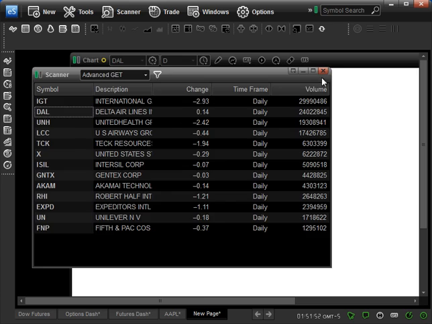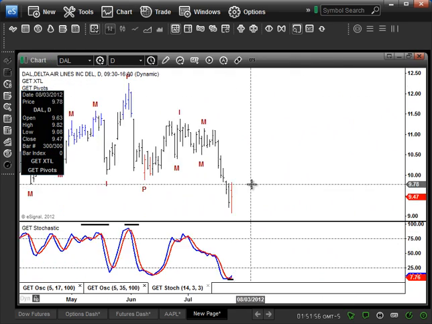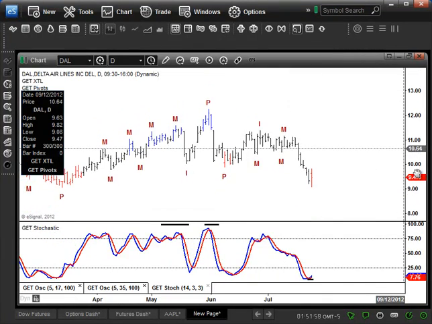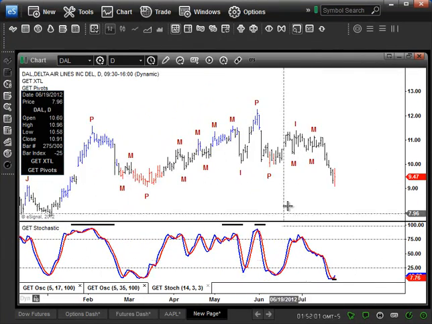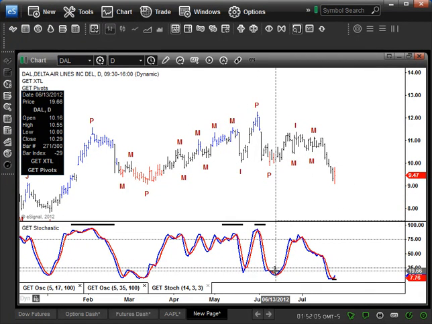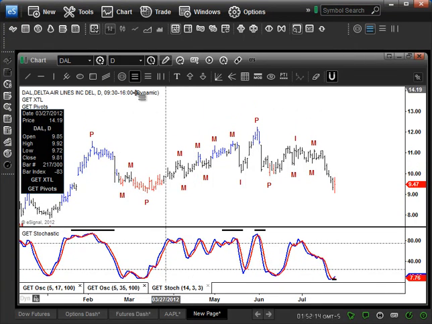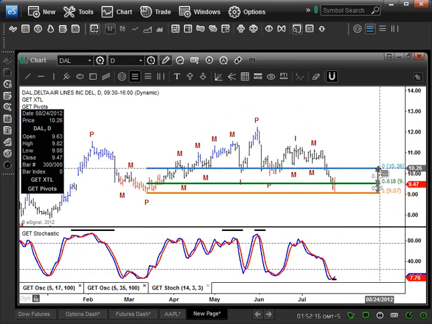Here's Delta Airlines. Delta Airlines, let's see. All right, Delta Airlines, not too bad. It's got potential. Here was the last uptrend. We had a stochastic buy down here. Now, I'm not going to use this intermediate pivot because the red and blue both weren't below 25. I'm actually going to go back and draw it from this primary pivot.